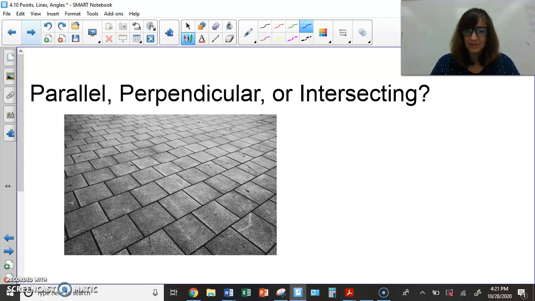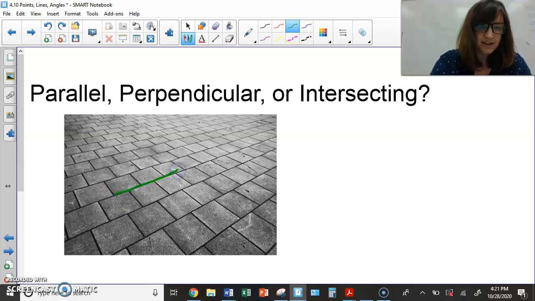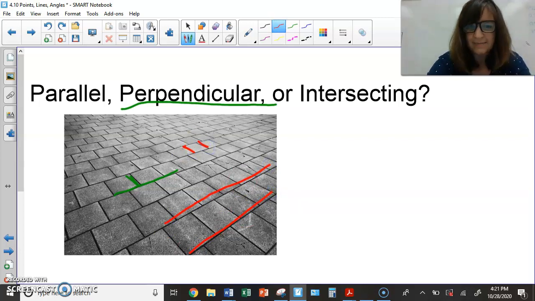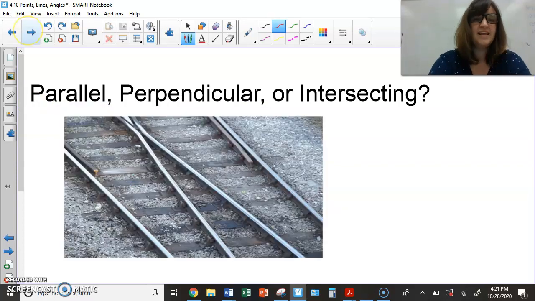So looking at this picture right here of this pavement, I see a lot of examples of perpendicular, okay? It's crossing at that perfect L shape, okay? But I also see examples of parallel lines, right? This one and this one, or even these two little line segments, okay? So we see a lot of different examples here.